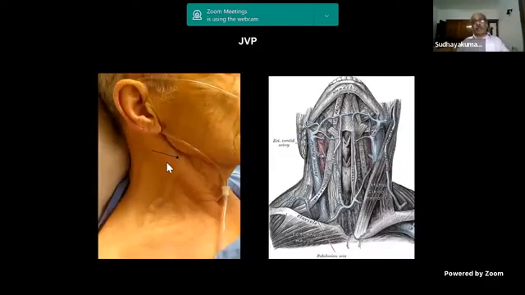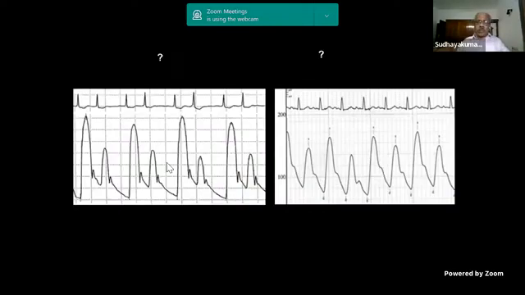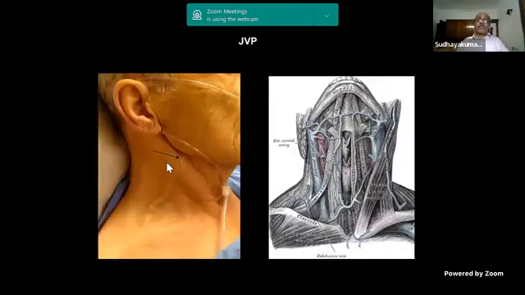Now coming to the JVP, these are some of the things which I want to discuss about pulse. There are so many things, but time doesn't permit. But these are things which are usually asked in the examination. So coming to the JVP, you know that it starts from between the two heads of the sternocleidomastoid, and goes up to the angle of the jaw. So it goes like this.